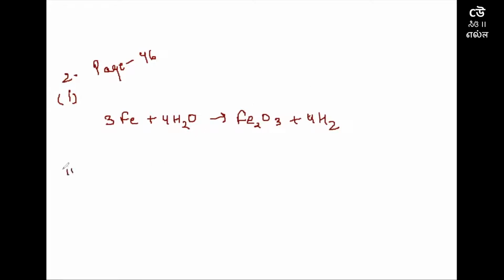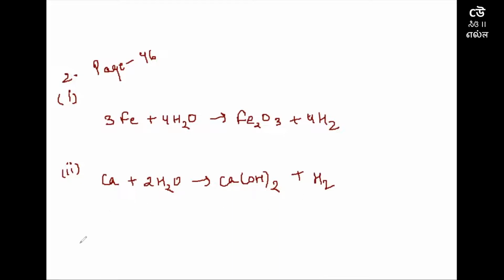Moving on to the next part of question number 2, we have to answer what will happen when calcium and potassium react with water. When calcium, that is Ca, combines with water, that is 2H2O, the product is going to be calcium hydroxide, that means Ca(OH)2, plus there will be liberation of hydrogen gas.